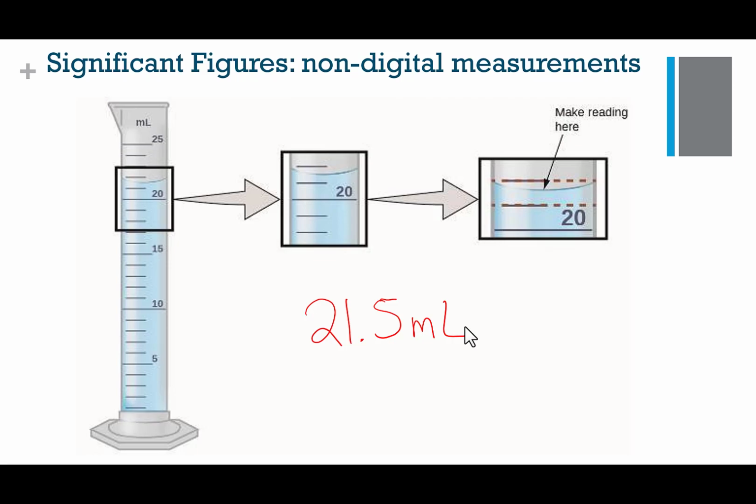Okay. Somebody else may look at that and say, it's a little bit closer to 21, so I'm going to say 21.3. You're correct. Someone may say, I think it's closer to 22. I'm going to say 21.8. You're also correct. So that last digit is always an estimated digit. There is some subjectivity that's going to creep in there. If I asked you how many significant figures does this cylinder give me, your answer would be 3 significant figures.